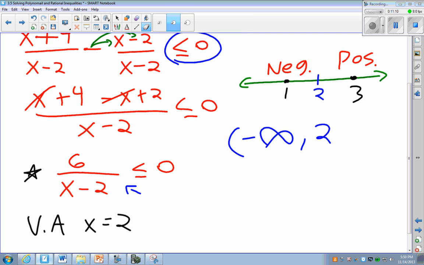We cannot include that because it's a vertical asymptote. And what that means is that when we plug 2 into our x here, we're going to get a 0 in our denominator and get something that's undefined. Remember, we can't divide by 0, and so therefore we have to have a parentheses instead of a bracket. So that's the big difference between vertical asymptotes and zeros in this case.